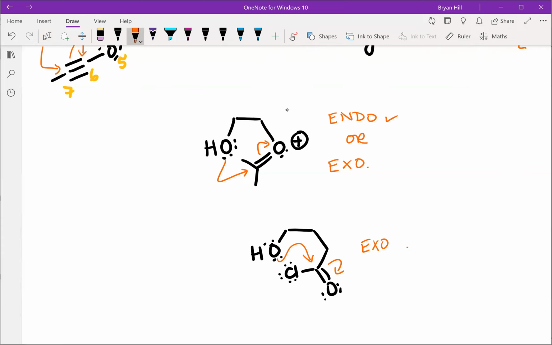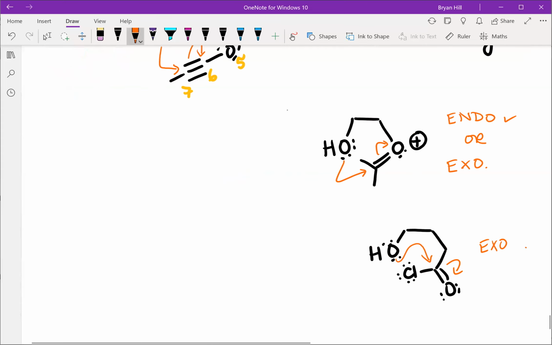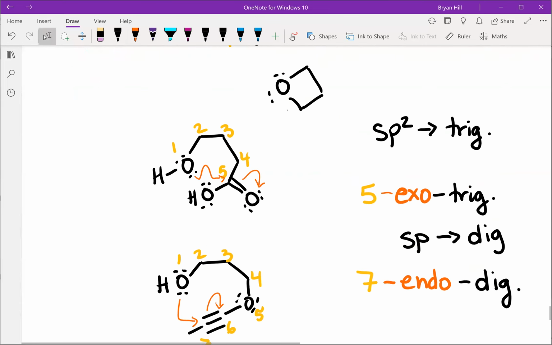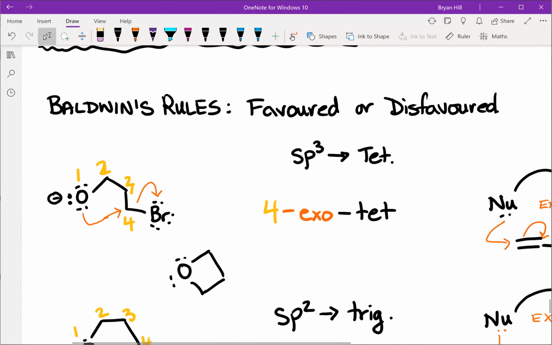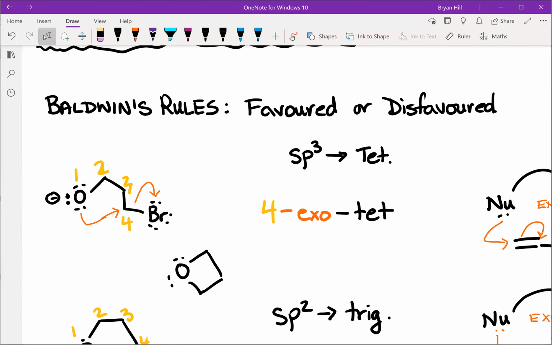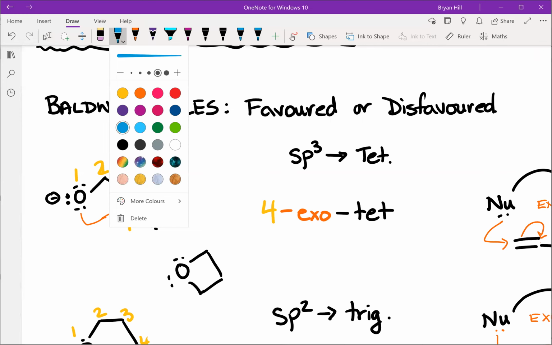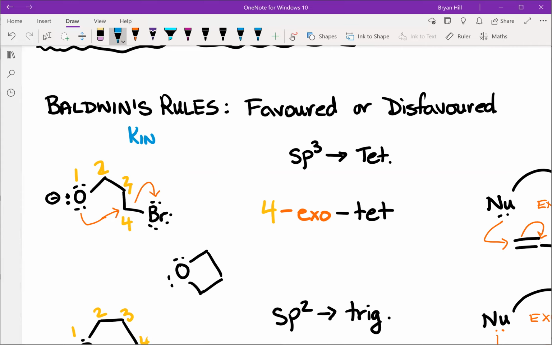So what Baldwin's rules actually say is that they tell us if things are favored or disfavored based upon the classification of the ring size, whether it is exo or endo, and the hybridization of the carbon. And I guess the key thing to remember for Baldwin's rules is that these assume things are under kinetic control.